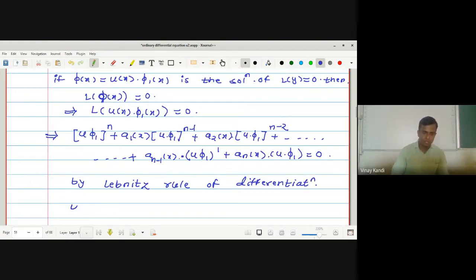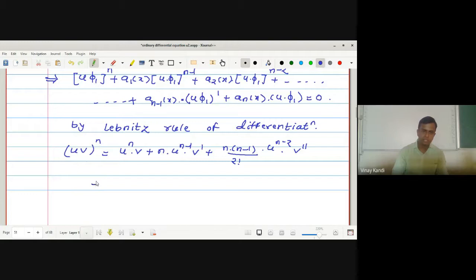If (u into v) raised to n is the derivative, how do we solve it? u raised to n into v, plus n times u raised to nth minus 1 derivative of u into v dash, plus n into n minus 1 upon 2 factorial into u raised to n minus 2 derivative into v double dash, okay, plus up to so on, n into u dash into v raised to n minus 1.